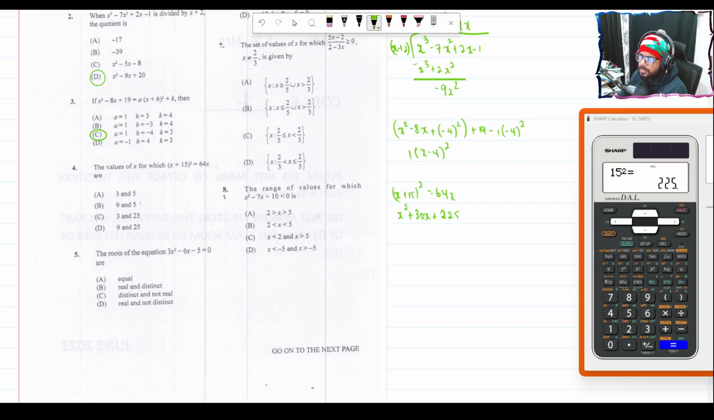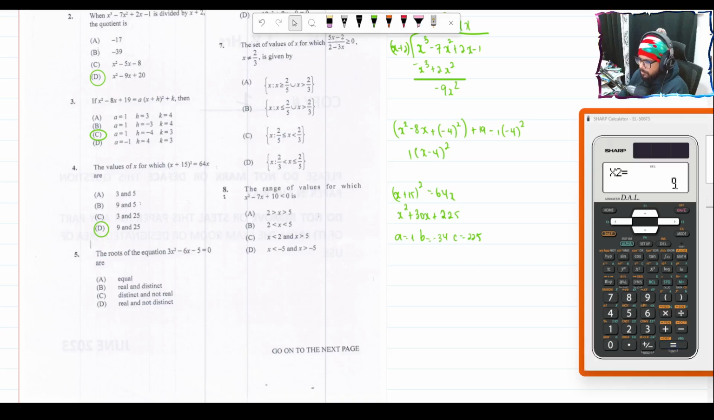I could bring across the 64. 30 take away 64 is what? Minus 34. So A is 1, B is minus 34 and C is 225, and you could use a calculator to solve. Mode 2, A is 1, B is negative 34, and C is 225. 25 and 9 are the answers. The answer is D.